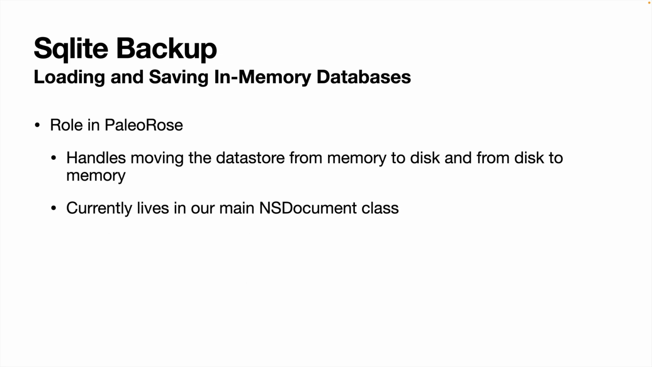SQLite Backup. SQLite Backup is a tool in SQLite that allows you to load data and save data from in-memory data. So in Payload Rows, since we have an in-memory SQLite store, we want to save that to disk as our document file, and then we want to read it from disk when we open that document. That's its primary job. Whenever you open a document or save a document, we're going to use SQLite Backup. And right now, it currently lives in our main NS document class.